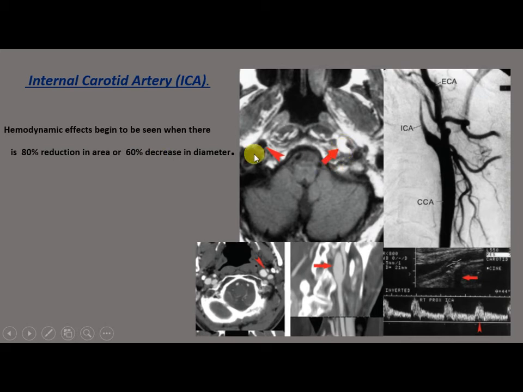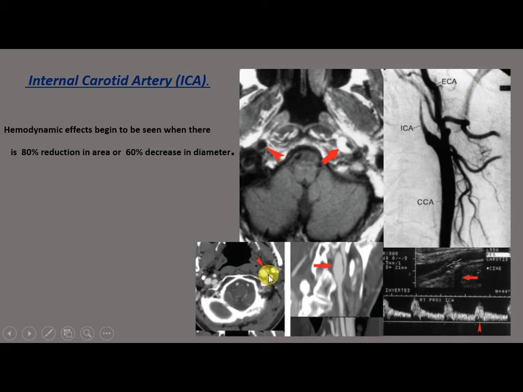This is an example of normal flow void seen in the internal carotid artery, while on the left side there is a hyperintense signal corresponding to thrombus or occluded left internal carotid artery. And this is the corresponding angiography. There is tapering and occlusion of the left carotid artery.